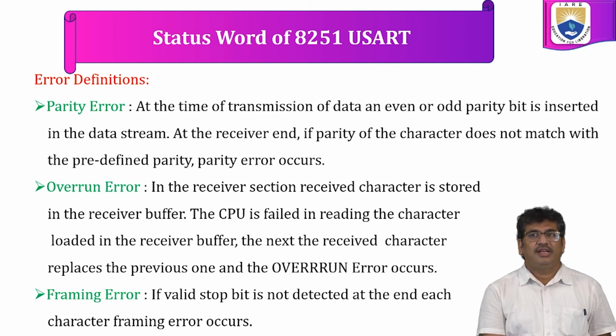The next one is overrun error. In the receiver section, the received character is stored in the receiver buffer. If the CPU fails to read the character loaded in the receiver buffer, the next received character is placed over the previous one and an overrun error occurs. So before the processor captures the data, if the second data sits on the receiver buffer register, this overrun error will occur. The last one is framing error. If a valid stop bit is not detected at the end of character framing, a framing error will occur.